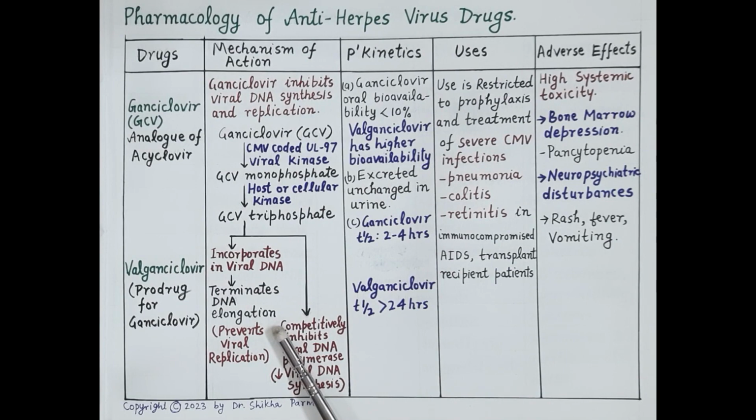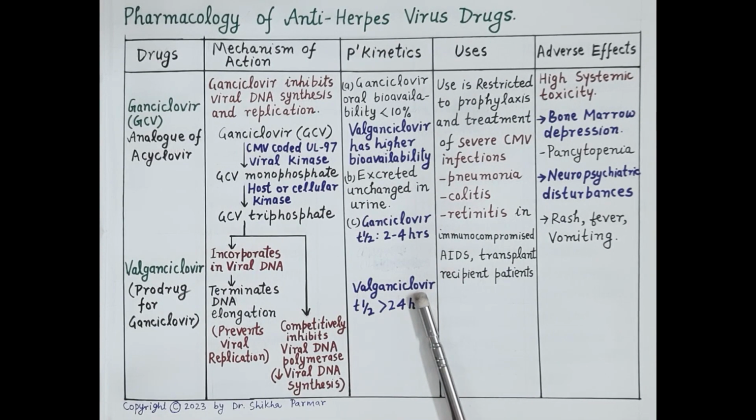Now in addition to this, Ganciclovir triphosphate competitively inhibits viral DNA polymerase. So Ganciclovir inhibits viral DNA synthesis, it inhibits viral DNA replication, and therefore it stops multiplication of the virus. So this is the mechanism of action of Ganciclovir and Valganciclovir.